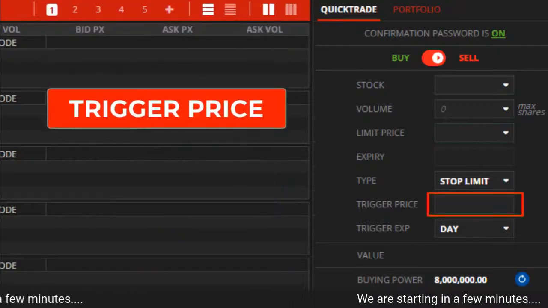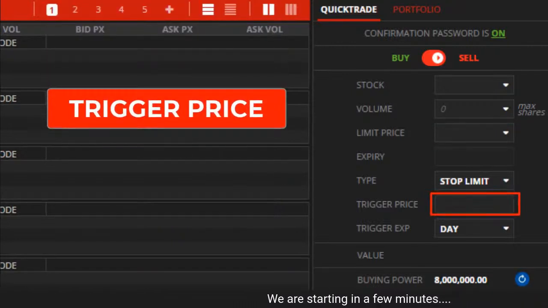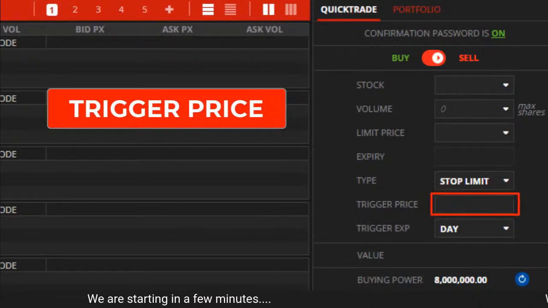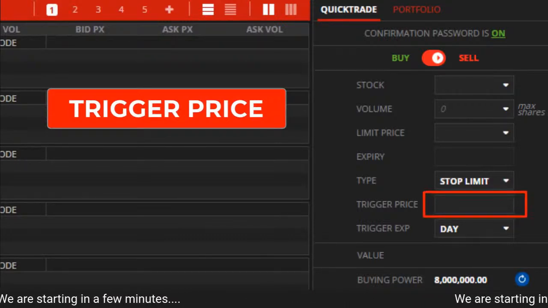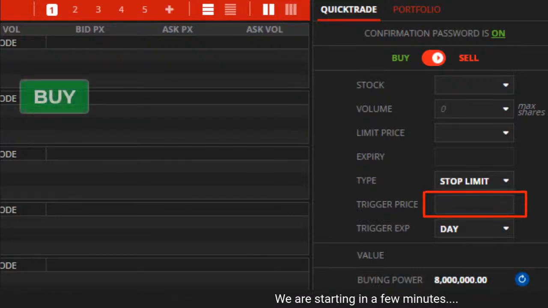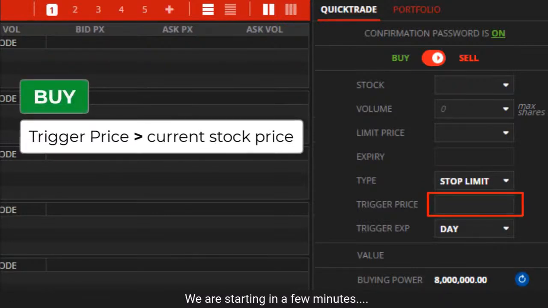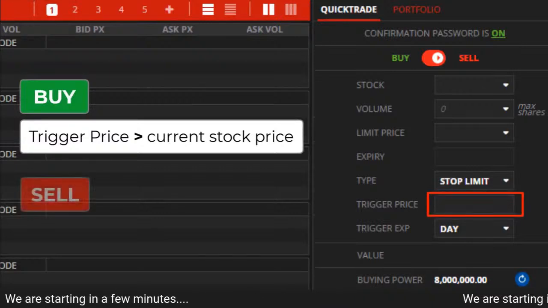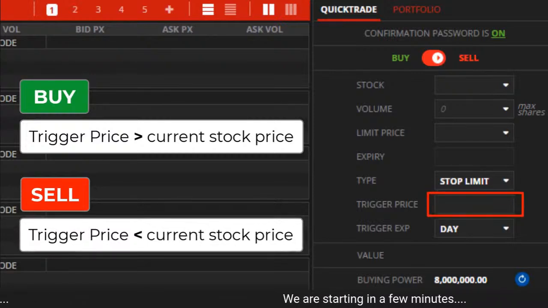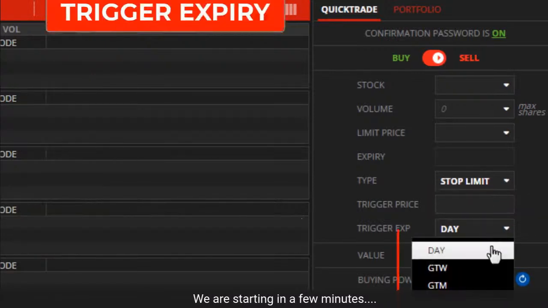Set the trigger price. Once the price of the stock reaches your trigger price, the platform will automatically start buying or selling the stock. Please take note. For buy orders, the trigger price should be greater than the current stock price. For sell orders, the trigger price should be less than the current stock price.